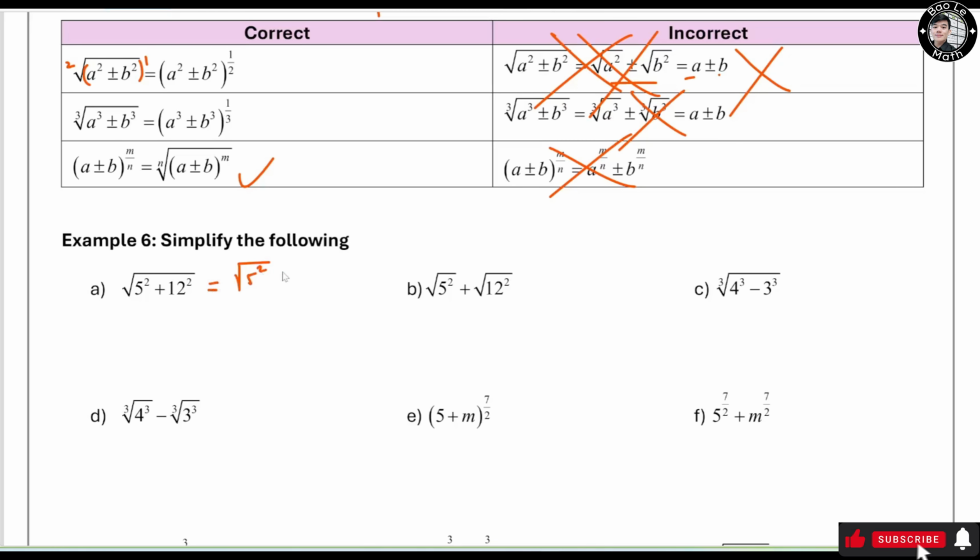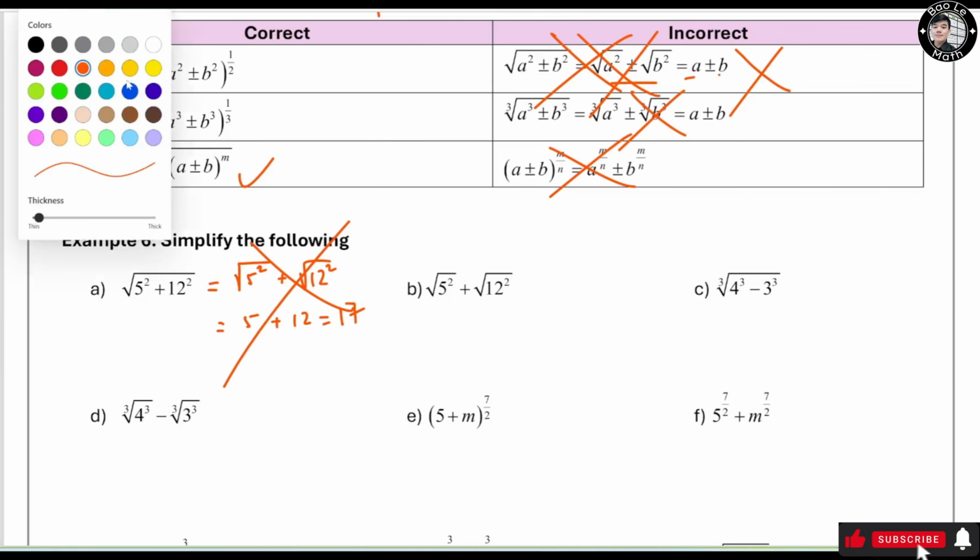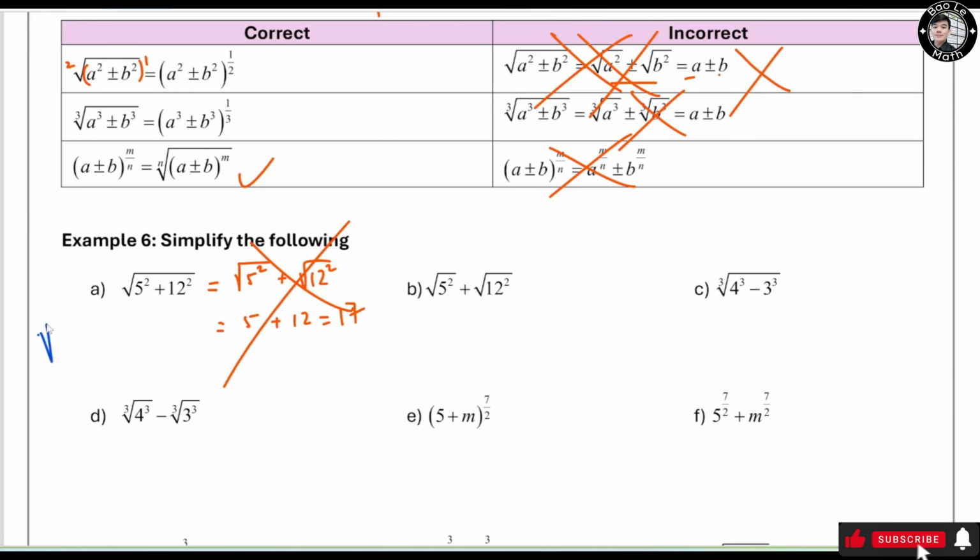Square root of 5 squared plus square root of 12 squared, right? It's going to be 5 plus 12 equals 17. This one is completely wrong, right? It's going to be like this. 5 squared equals 25. 12 squared equals 144, right? And if we add these two guys up, it's going to be 169. Square root of 169 is 13. This one is the good answer, right?